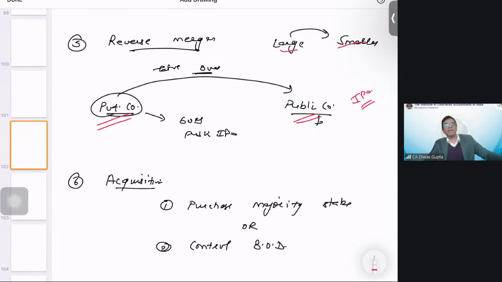It's listed, but this public company is into, let's say, losses. It's a company which is not able to operate. So what will the private company do? It will take over and operate together, and the private company had an intention to go listed. Now there is no need, because through this public company they will continue to be a listed company. Clear?